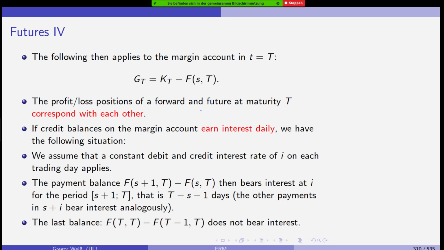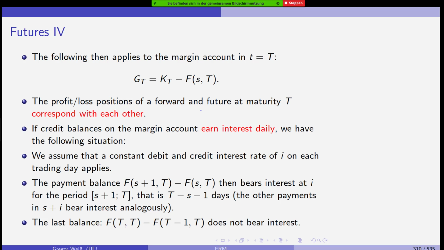Now the following applies to the margin account. The total profit or loss until the time of maturity is the final spot price minus the initial futures price for which you have bought the futures contract. The profit and loss position of a forward and a futures at maturity are equal.